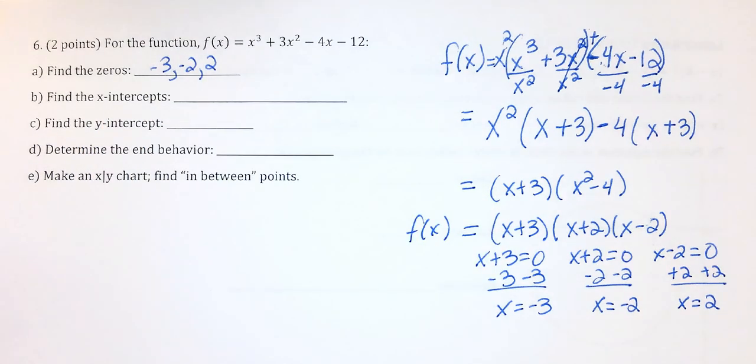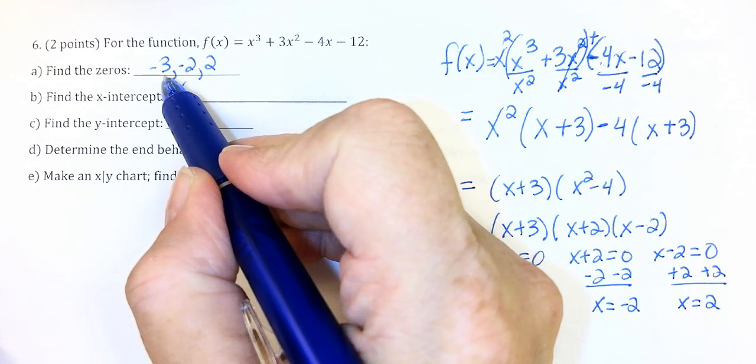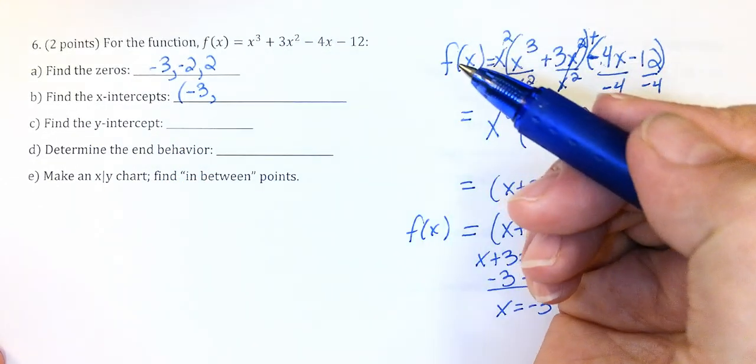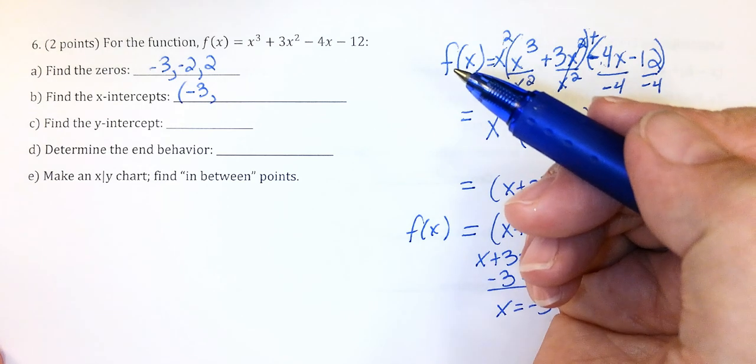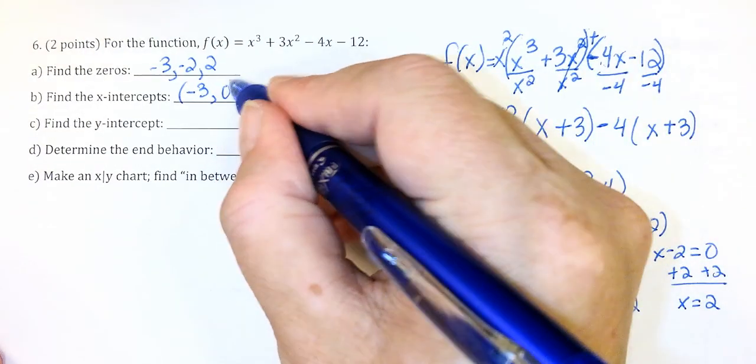From the zeros, we can determine the x-intercepts. Our x-intercepts are going to be the zeros for the x value and 0 for the y value. So let me say that again. We have whatever we got in the zeros here, which in the first one is -3. That's your x value of your x-intercept. The y value of the x-intercept will always be 0.